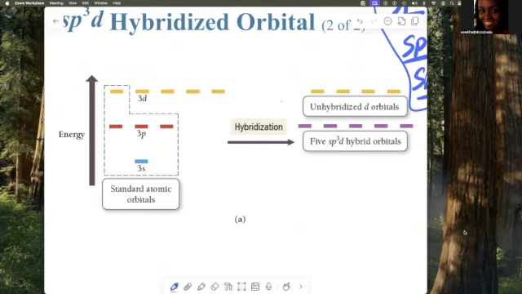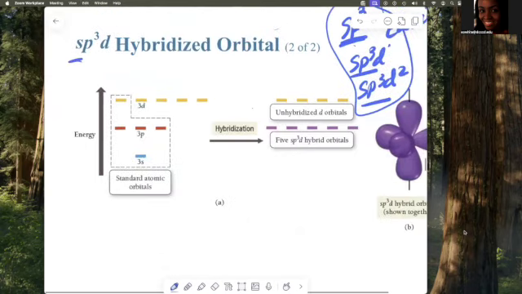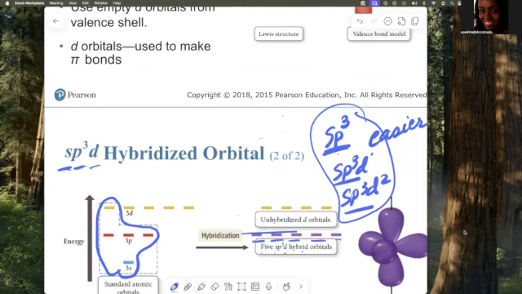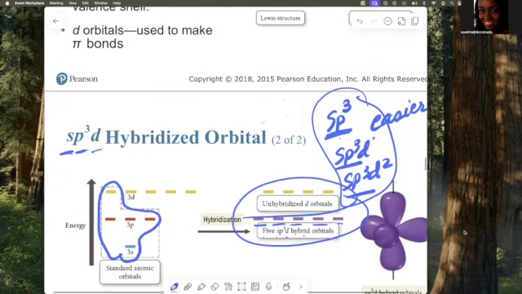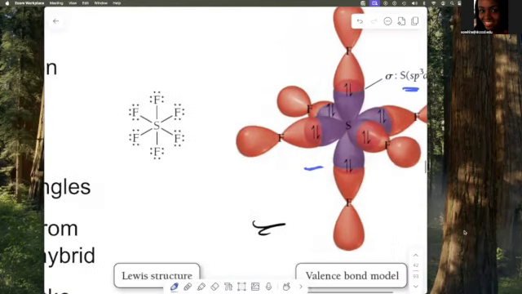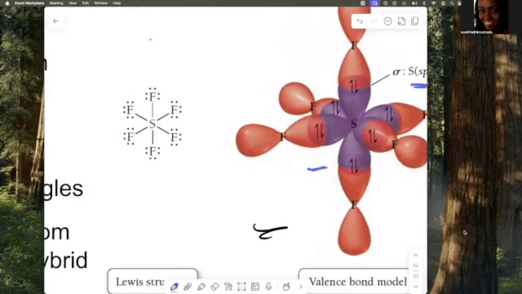In this diagram, it shows us mixing one S, three P's, and one D. So you're mixing one S, three P's, one D, and then you get the 5 sp3d hybrid orbitals, and then you have the 4 unhybridized orbitals. What I showed in the previous slide essentially illustrates this part here. And over here, you can see the same thing play out for SF6.